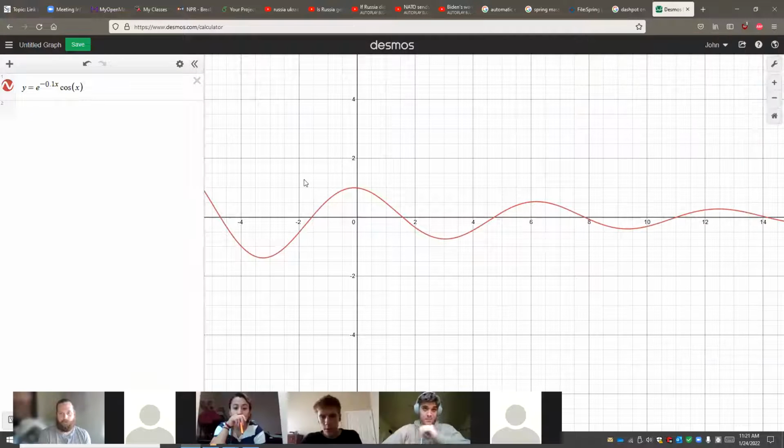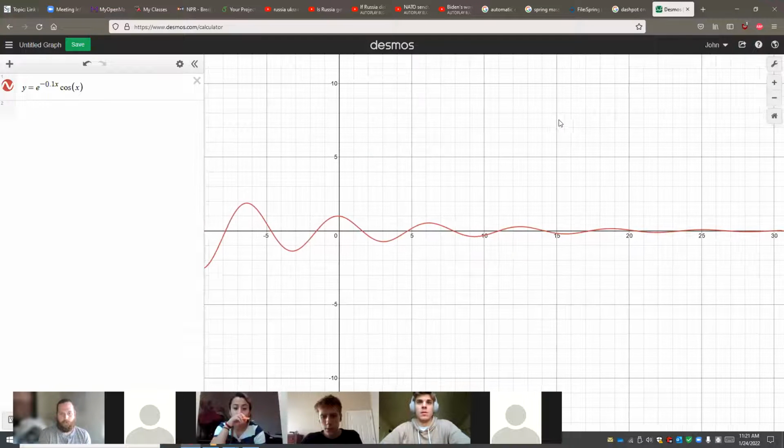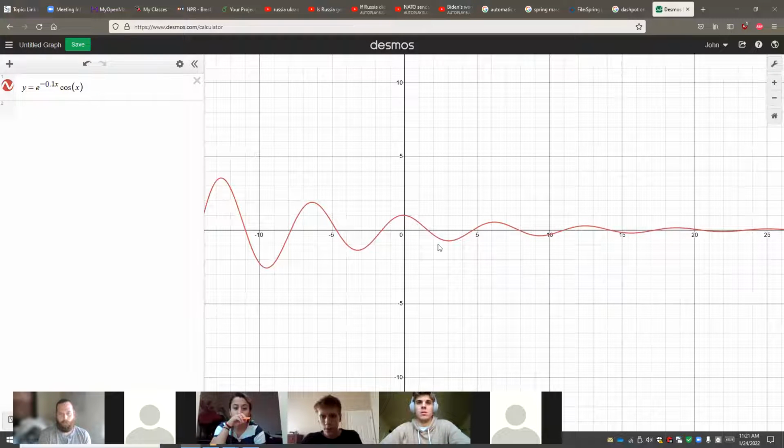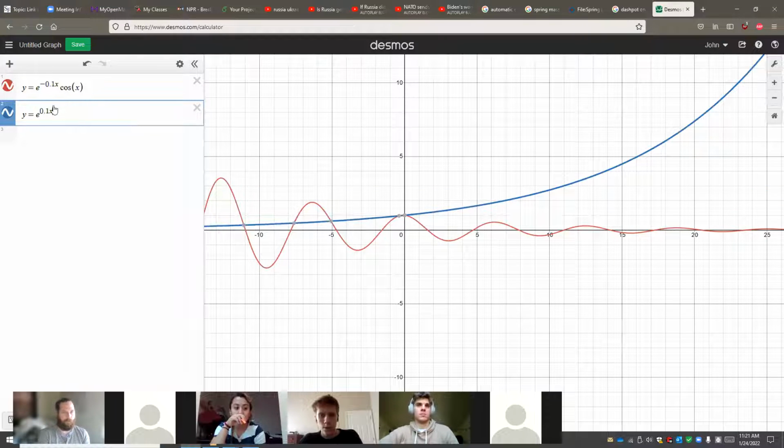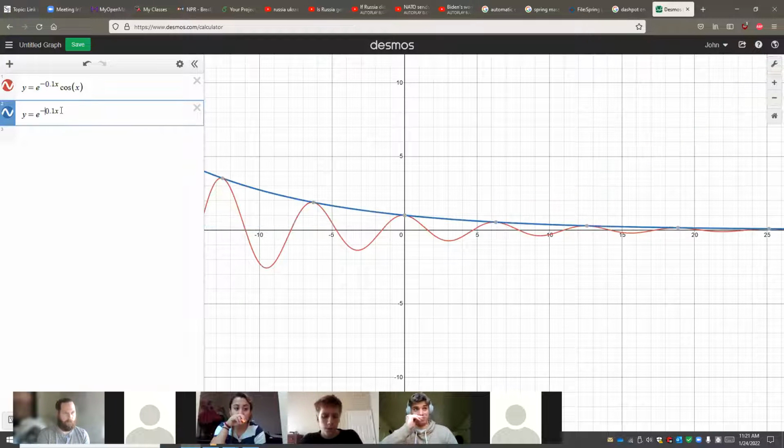So what you see is a cosine wave whose amplitude is decaying very quickly. This is your damped harmonic oscillator. It starts out swinging back and forth from here to here, and then it swings less and less and less each time. If you look at just the exponential, negative 0.1x, there it is, and you see that it's this piece, the blue piece, that's causing the thing to decay. That's the action of the dash pot.